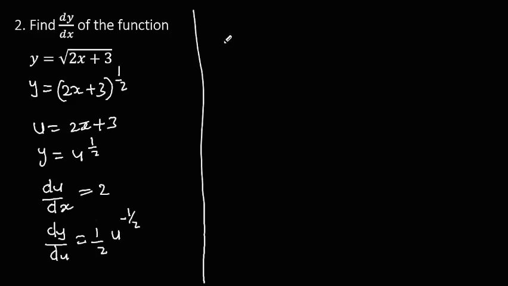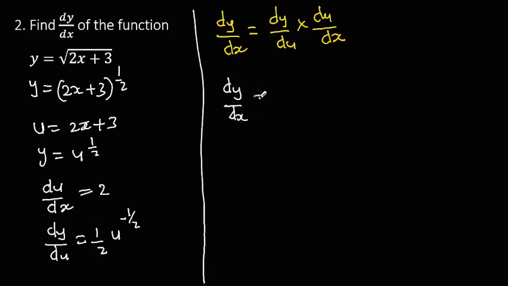Then you're going to write the chain rule formula. That is, dy/dx is equal to dy/du multiplied by du/dx. After that, we substitute these derivatives into the chain rule formula to find the derivative of y. That is, dy/dx is equal to dy/du, which is a half u raised to the power of negative half, multiplied by du/dx, which is a 2. So we multiply by a 2.